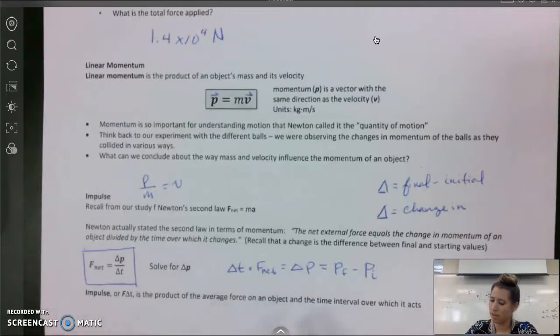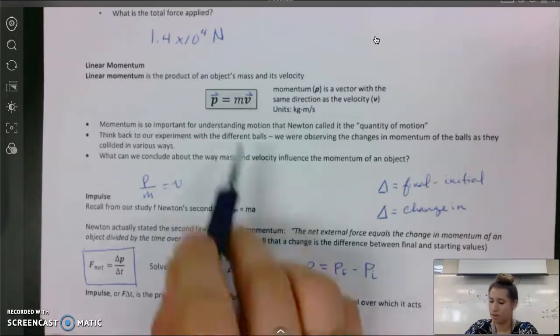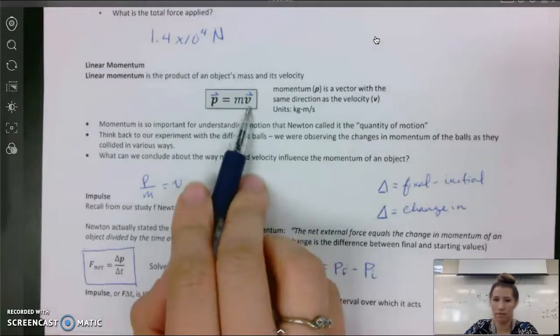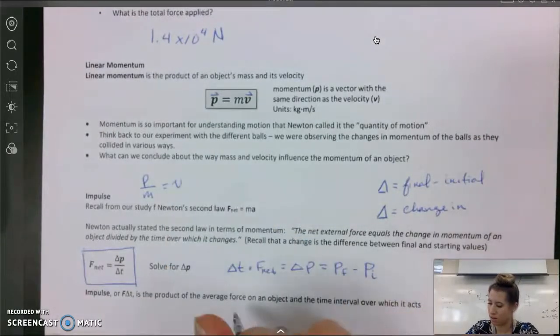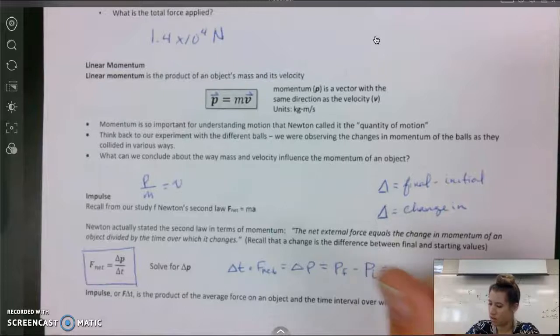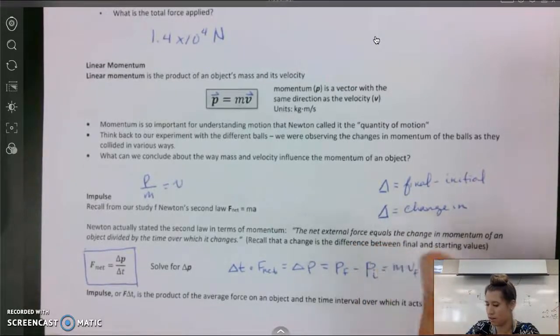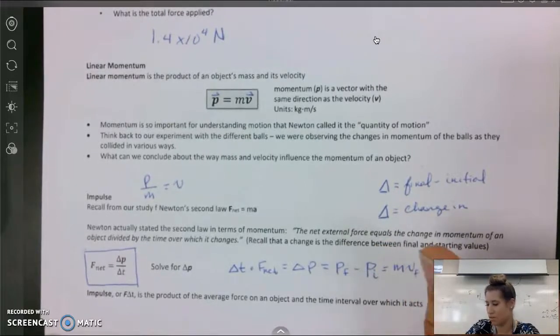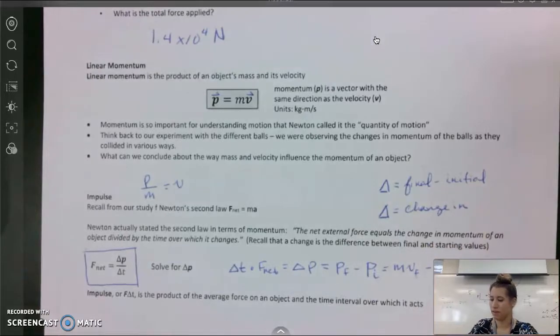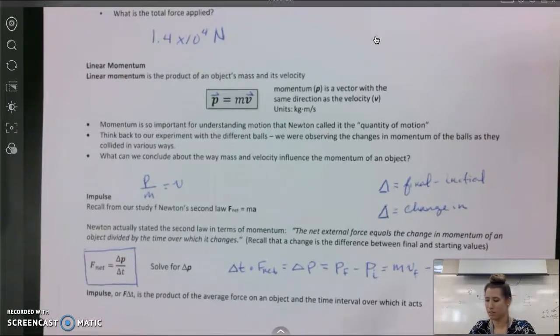So we could have our final where the mass would stay the same, so it would just be our final velocity, right? So this would be mass of the object times velocity final, minus mass of the same object times velocity initial. I just did momentum final, momentum initial. And so there's all these different interactions here.